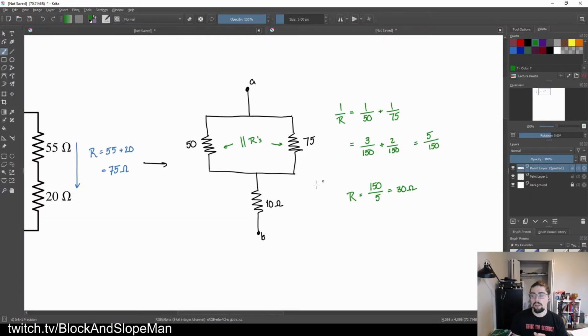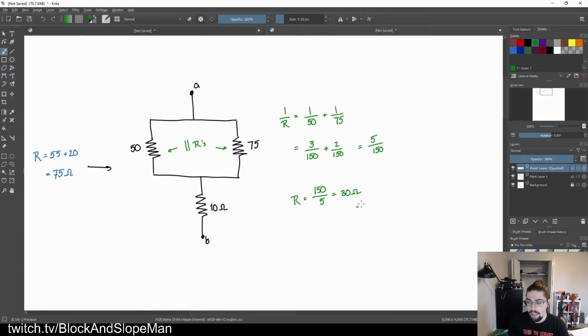So always expect to see that. If you have resistors in parallel, the value you should get should be lower than any other value that you saw going into it. But that is our 30 ohm resistor.